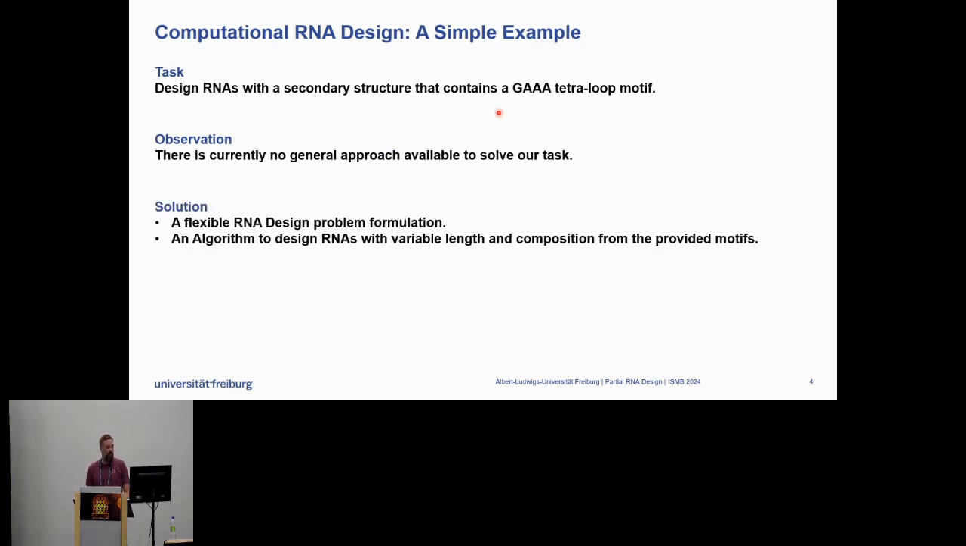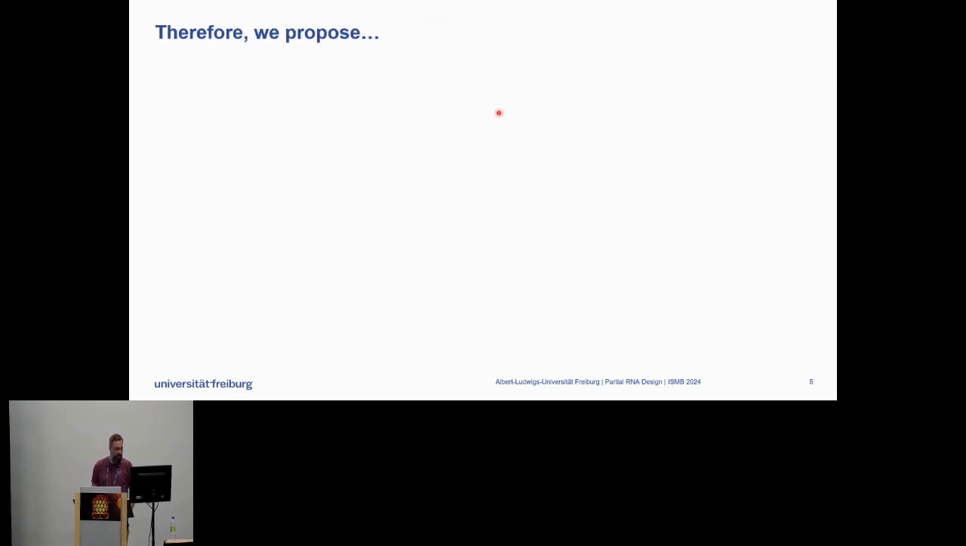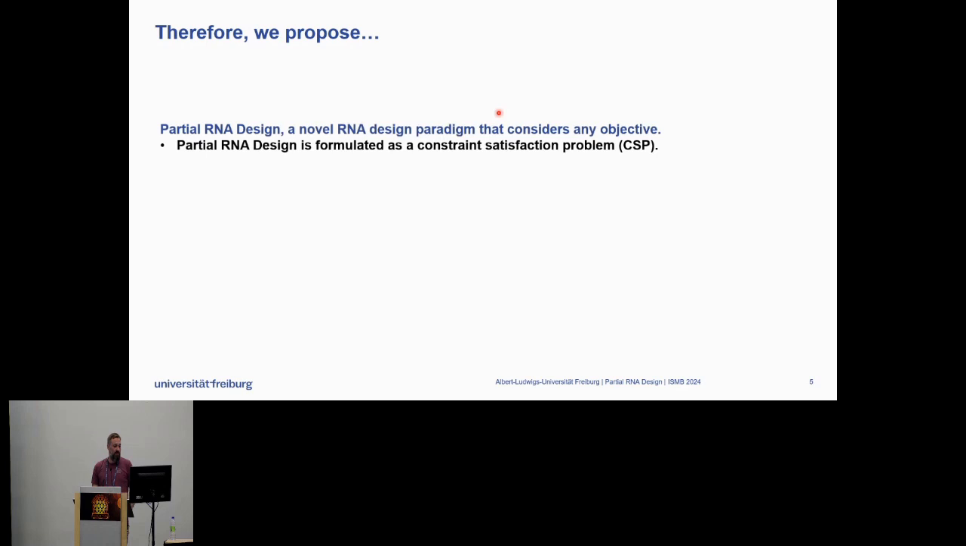And a solution would be to have a new flexible RNA design problem formulation, as well as an algorithm, of course, that can design RNAs directly from the provided motifs that have variable lengths and different composition. And that brings us to our contributions. We propose partial RNA design, which is a novel RNA design paradigm that considers any objectives. This problem is formulated as a constraint satisfaction problem, and it allows to define arbitrary sequence and secondary structure motifs that can be used to define a search space.